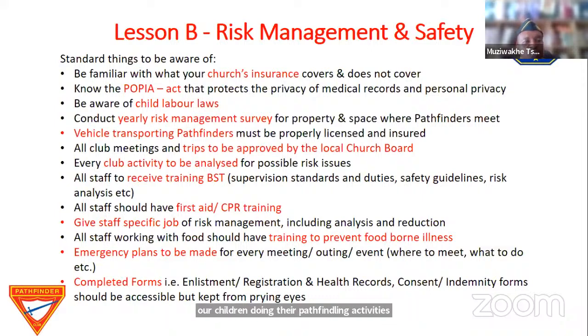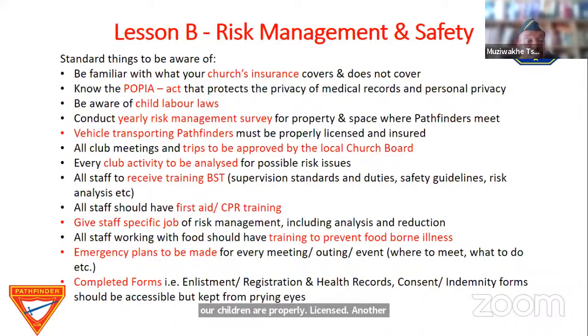With regards to vehicle safety, we need to note that vehicles transporting Pathfinders must be properly licensed and insured. So we cannot just grab any car and say, you know what, we can use this one for taking our children to their excursion or to various trips that they need to go on. Let's make sure that the vehicles that are transporting our children are properly licensed.